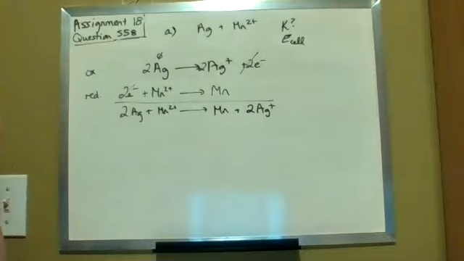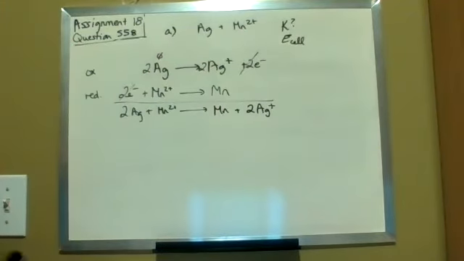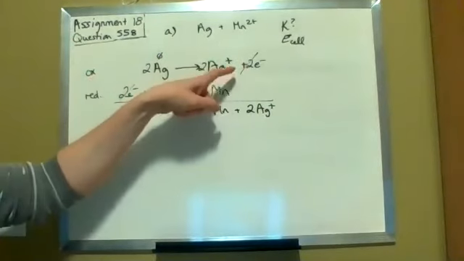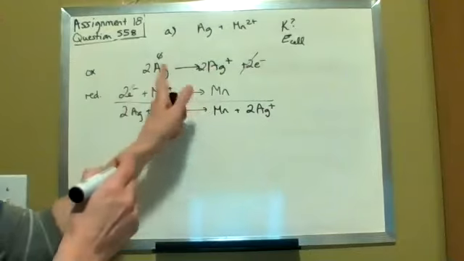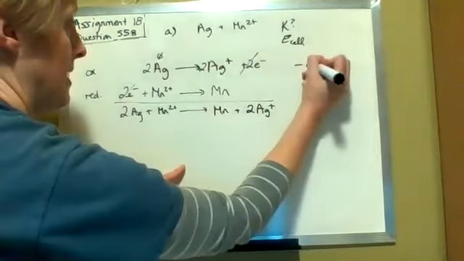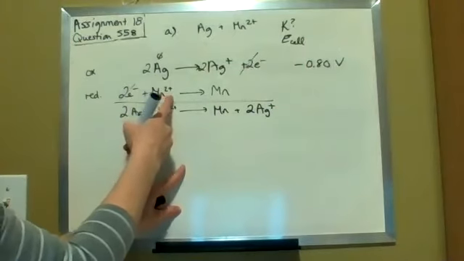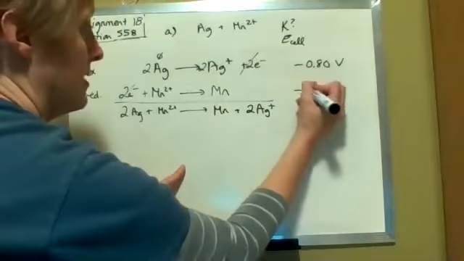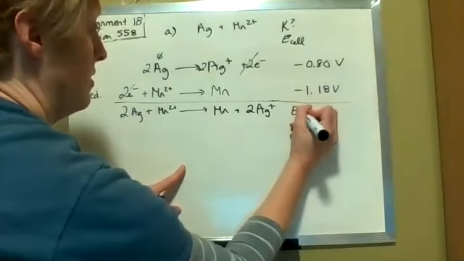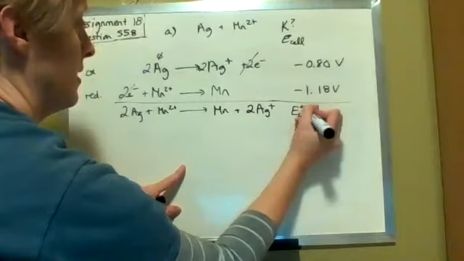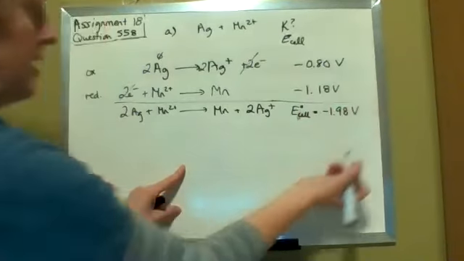Now you need to find E0 of the cell, which means you need to find the E0s for each of these half reactions. Remember, they're always written in the reduction direction. So you're going to find silver plus going to silver, which is plus 0.8, but the way we've written it here, it's going to be a minus 0.8 volts. And we can find the reaction of manganese 2+ to manganese, and that one is minus 1.18 volts. So our total E0 cell, if you add all these together, is going to be minus 1.98 volts.